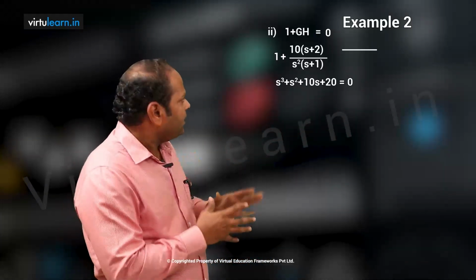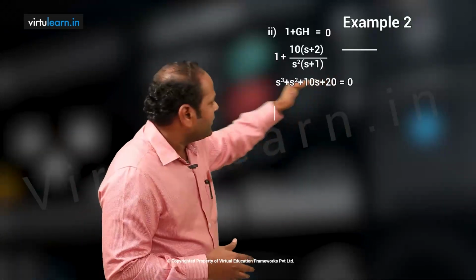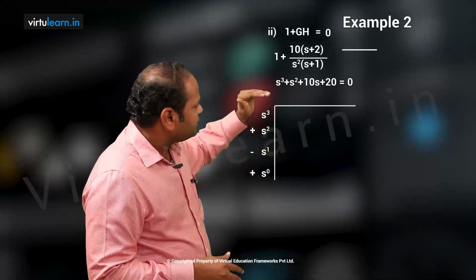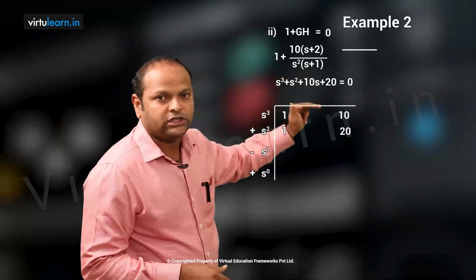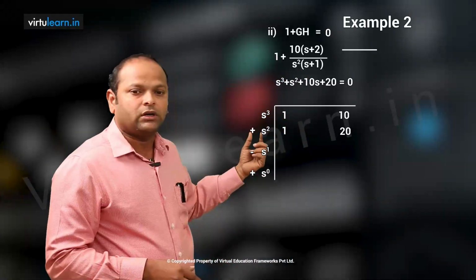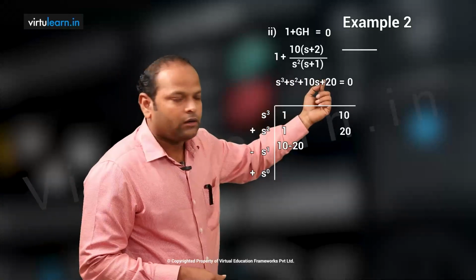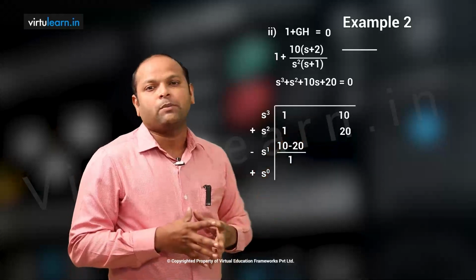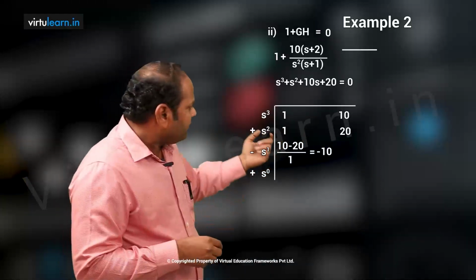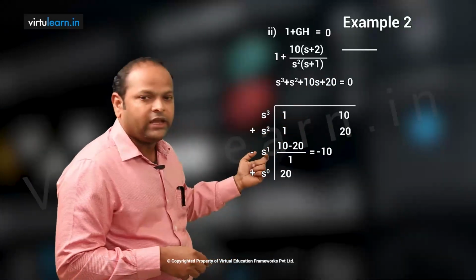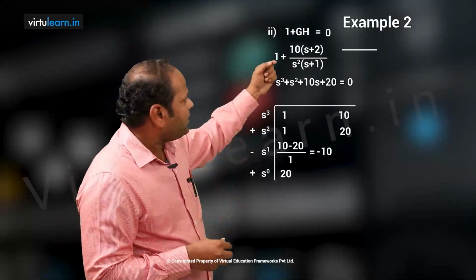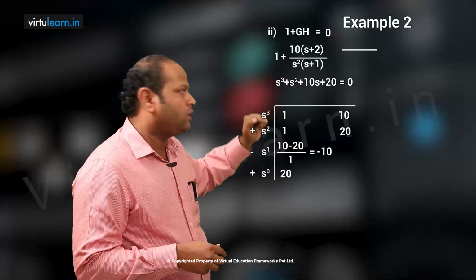In a similar way, we can form the Routh array: s cube, s square, s power 1, s power 0, and the first 2 elements are 1, 1 and 10, 20. Then you can find the third row element: 1 into 10 minus 20 into 1, divided by 1, which gives us minus 10. What will be the last element? You can directly take the 20 here. So my first column elements are 1, 1, minus 10 and 20.